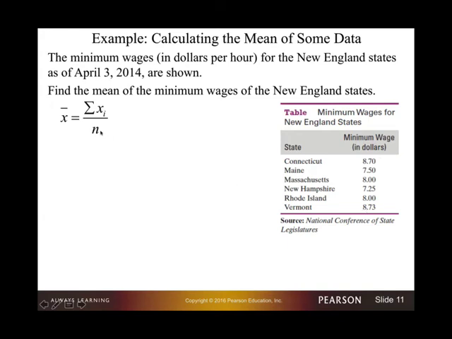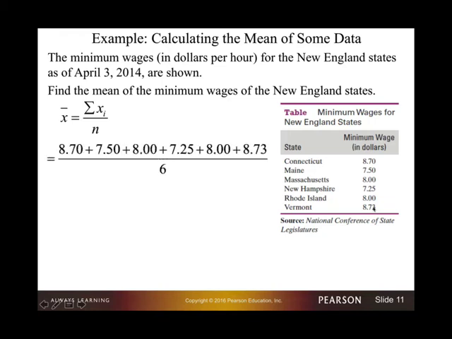So we're going to count how many data values we have. 1, 2, 3, 4, 5, 6. So it's going to be divided by 6. Okay, use your calculator to see what you get for the sample mean. You should get 8.03 here. Okay, so the mean for the minimum wage of the New England states will be $8.03.